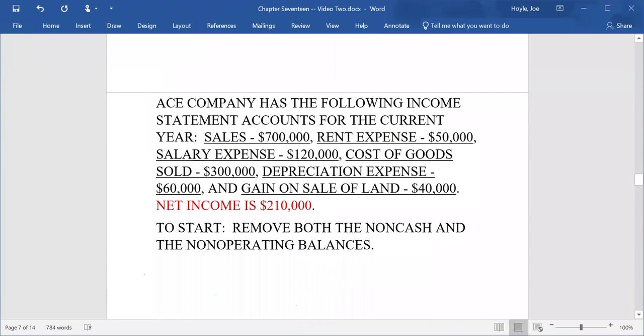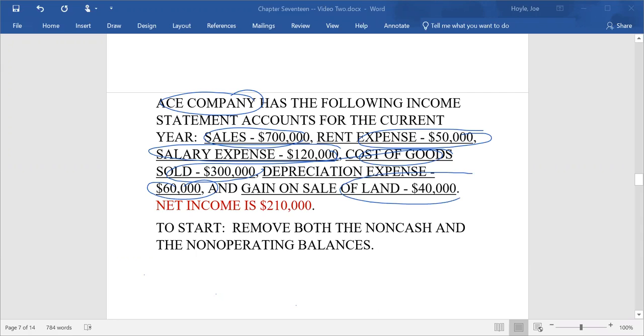You may remember this example from a previous video. Ace Company has the following income statement accounts: sales $700,000, rent expense $50,000, salary expense $120,000, cost of goods sold $300,000, depreciation $60,000, the gains $40,000. Absolutely nothing odd or unusual about that. That looks like a very typical income statement. If you do the math, the net income is $210,000.